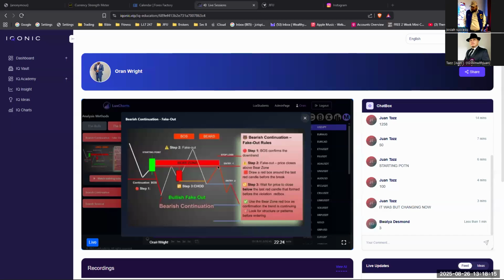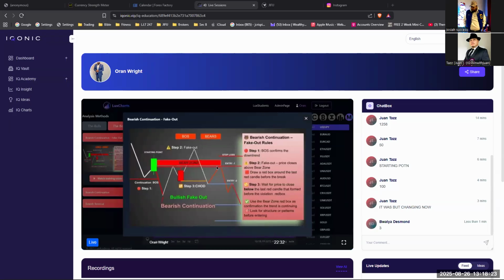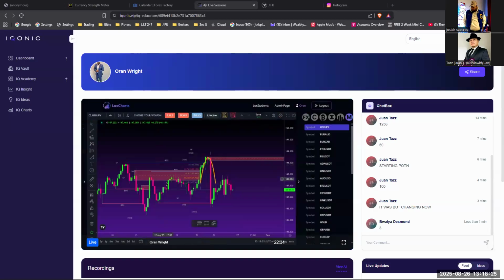And they can retest the zone here, or there might be a lower zone in there somewhere. But this is going to be your range to take your sell. So take a look at this. Perfect example right here.